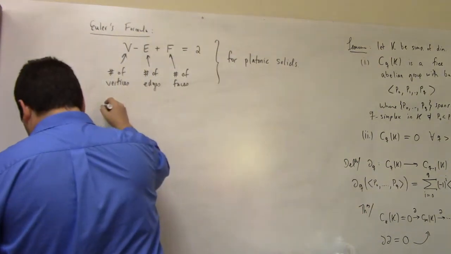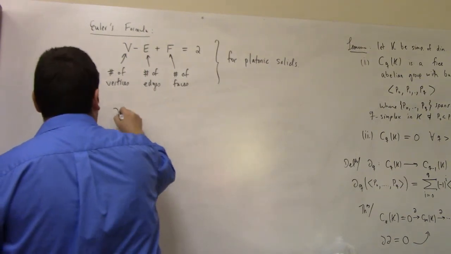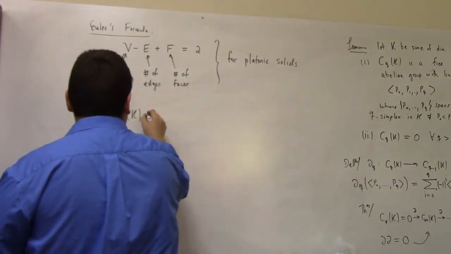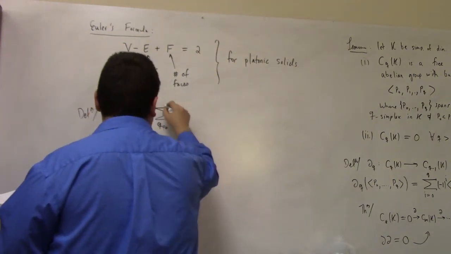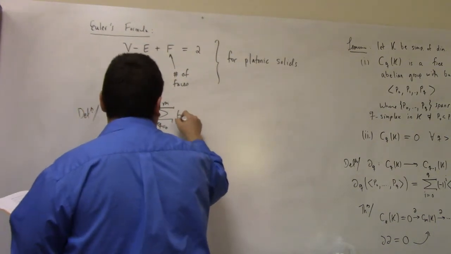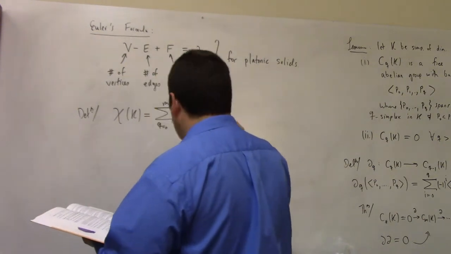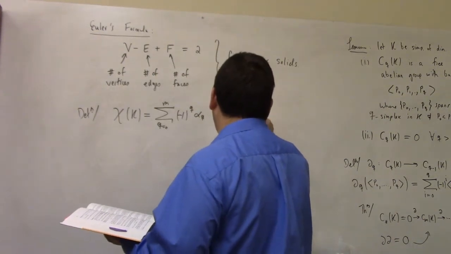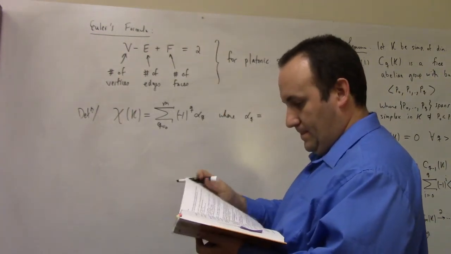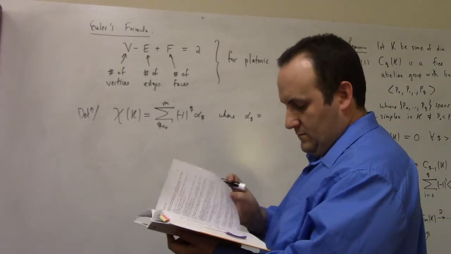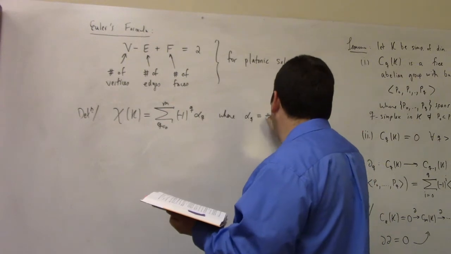So here's the Euler definition. The Euler-Poincaré characteristic chi of K is equal to the sum from q equals 0 to m of minus 1 to the q times alpha sub q, where alpha q is equal to the number of q simplexes.